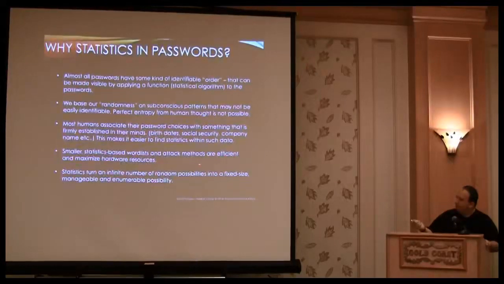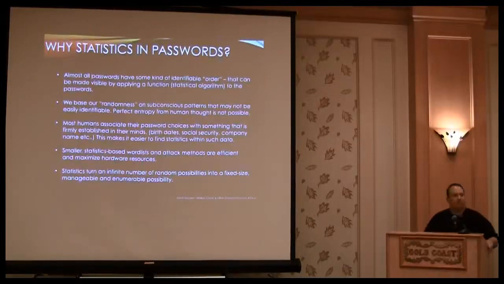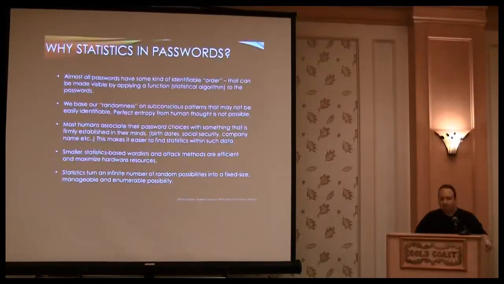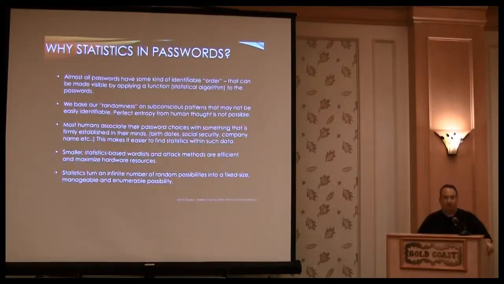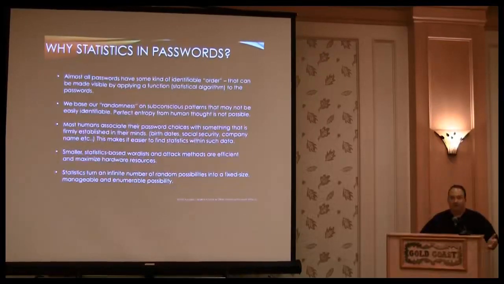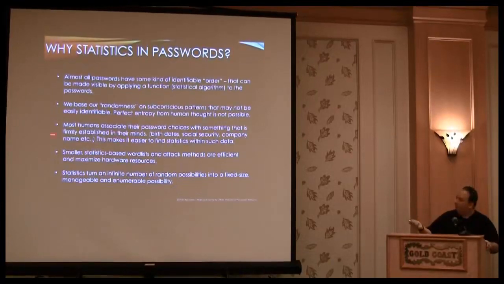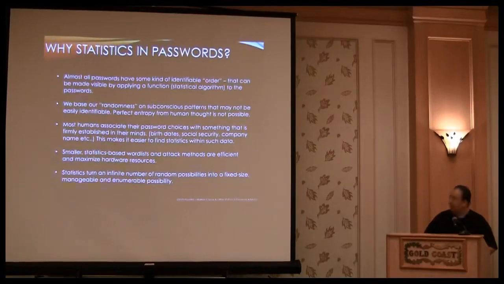Smaller statistics-based word lists and attack methods are efficient and maximize hardware resources. If you brute force attack a password, that's all good and well if it's a fast algorithm, maybe a short password, but as it gets longer, you either have to throw much more hardware at it, or you have to start changing your approach. One way to change your approach is to use statistics-based word lists, which are customized for what you are targeting to recover. Statistics then turn a finite number of random possibilities into a fixed size, manageable and enumerable possibility when it comes to cracking passwords.